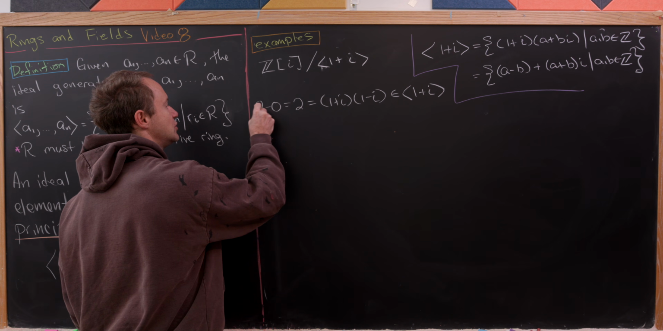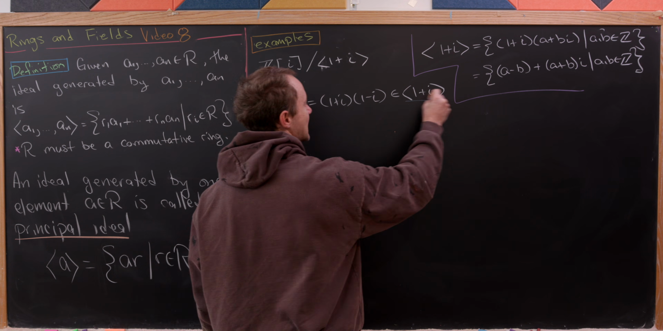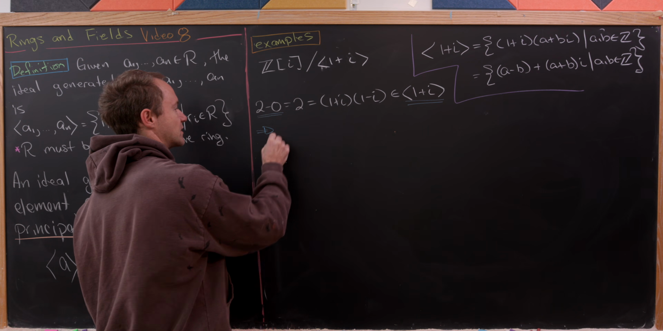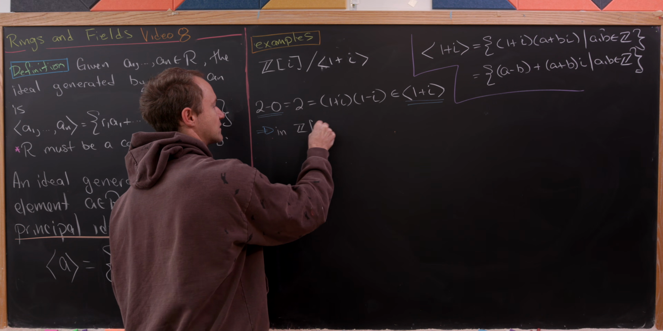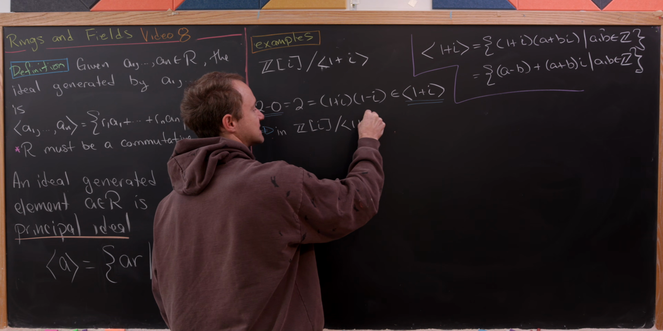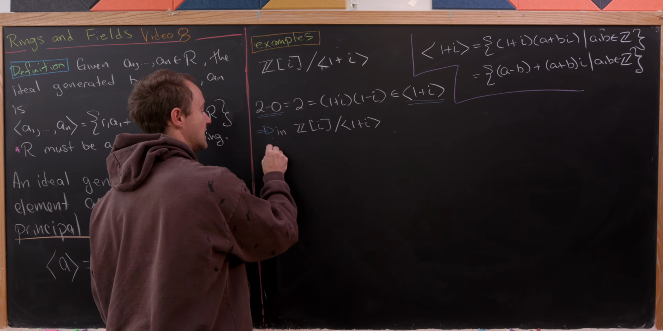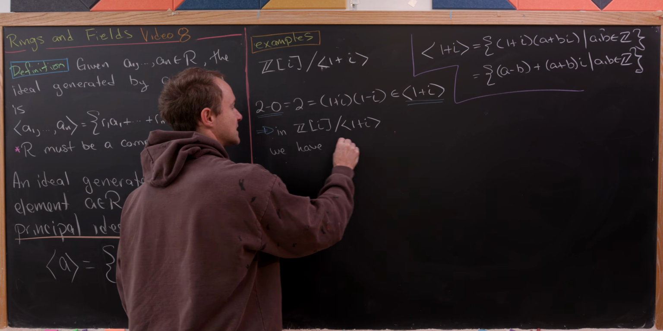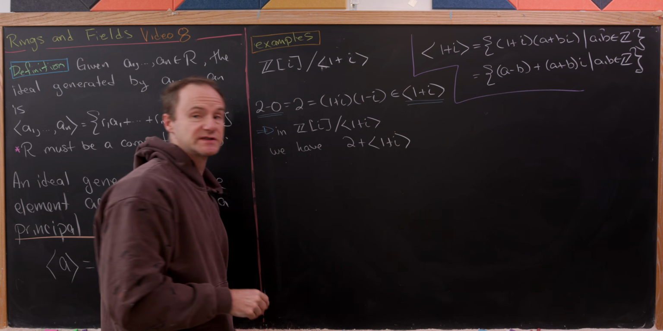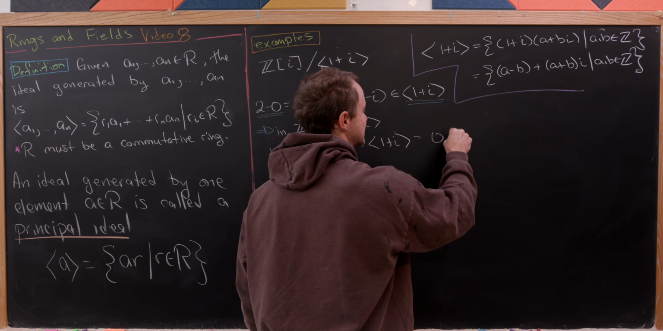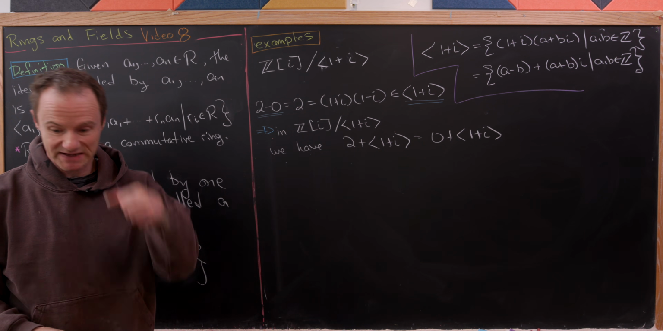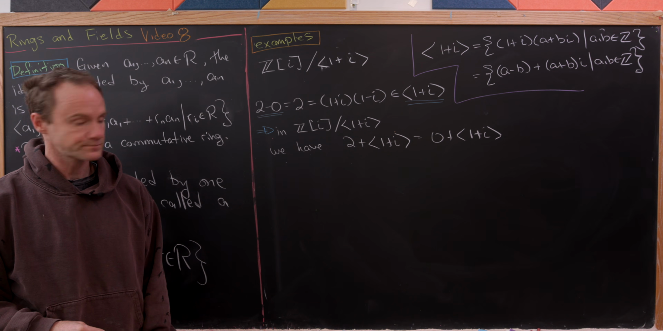We've got 2 minus 0 is an element of the ideal. But then that means inside of our quotient ring, Z adjoin I, or the Gaussian integers, mod this ideal generated by 1 plus I, we have 2 plus the ideal, so that coset, is equal to 0 plus the ideal. So the coset for 2 is the same thing as the coset for 0.